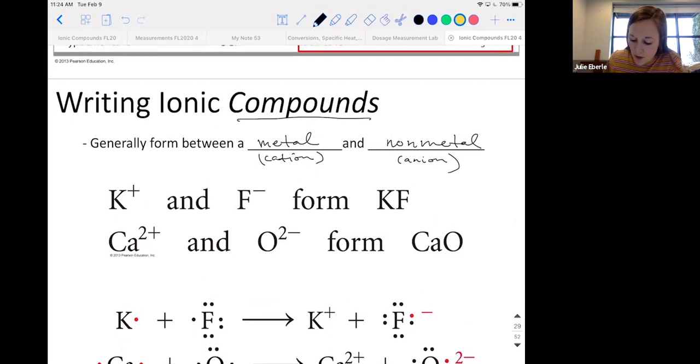And compounds, one other thing I want to note, these are always neutral, okay? Ions are charged. Compounds are the combination of ions, especially ionic compounds, and they're neutral, okay? The positive and negative charges will always balance out to 0. And we'll see how that happens, okay?